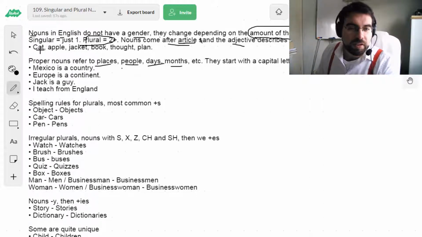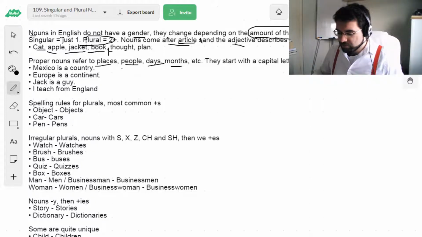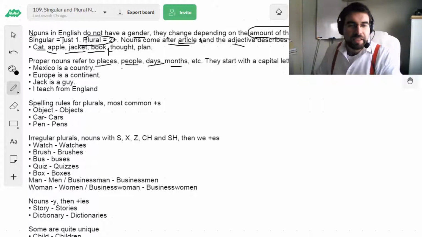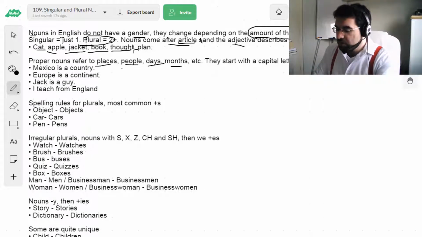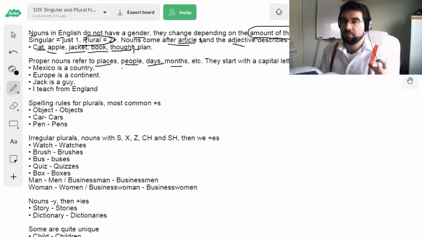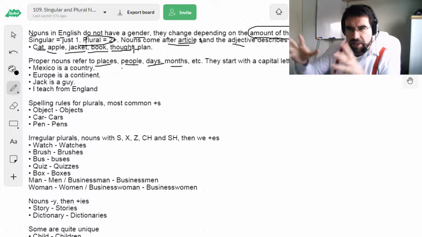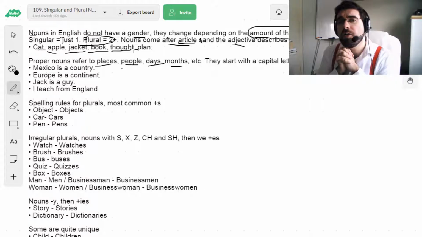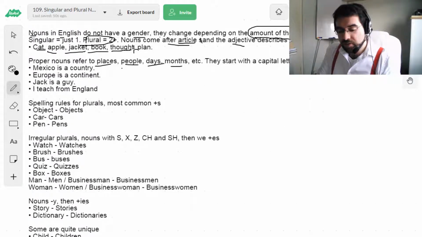But then let's have a look here at different kinds of nouns, like cat, apple, jacket, book. Oh, that's an important one. Book. Thought. So not just physical ones, like a book or suspenders, but we're talking abstract: thoughts, plans, ideas, hopes, love, or even wealth. You could even say wealth.